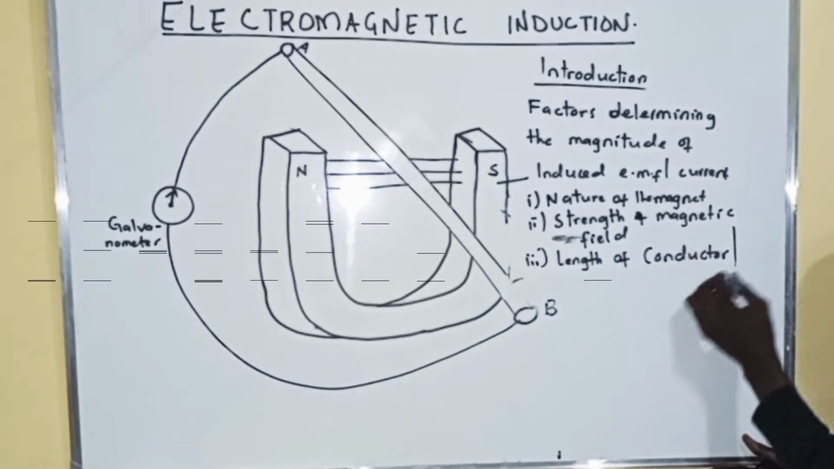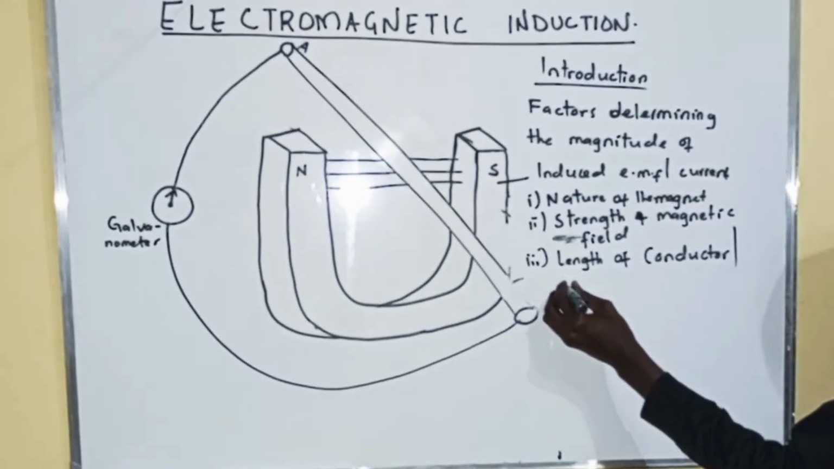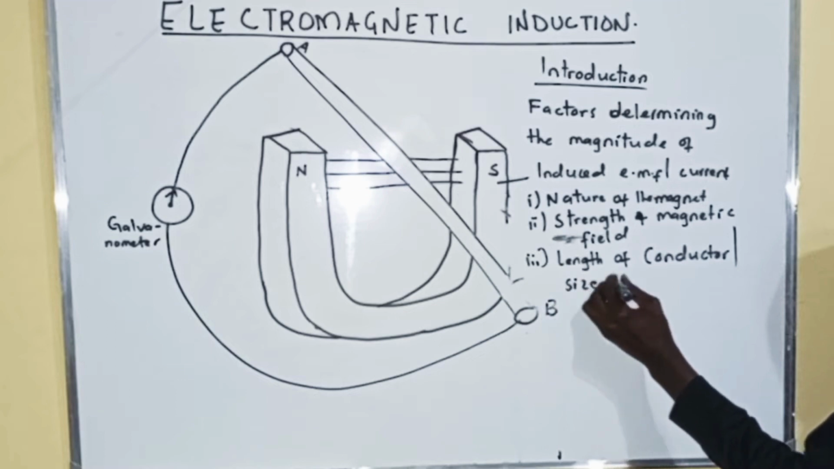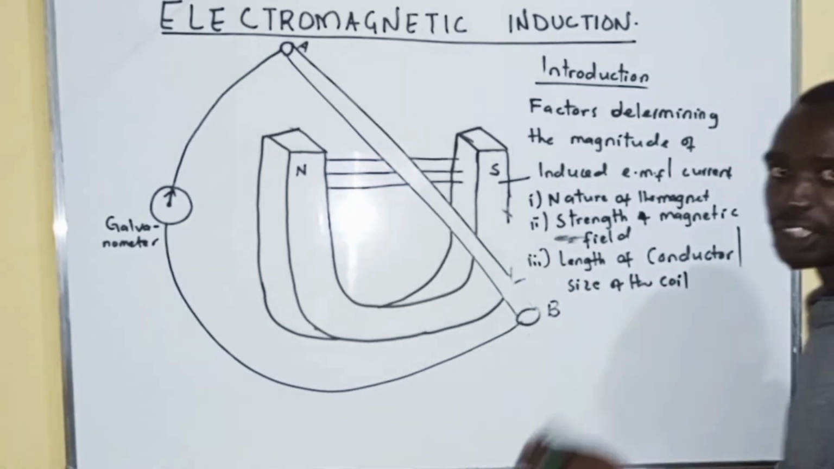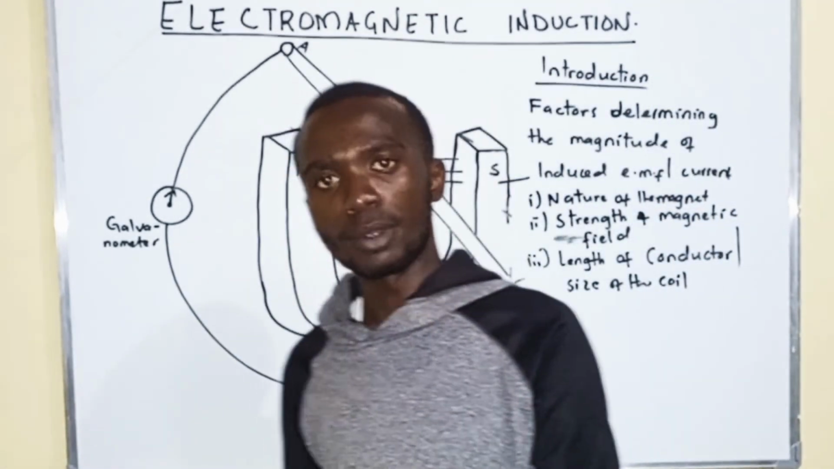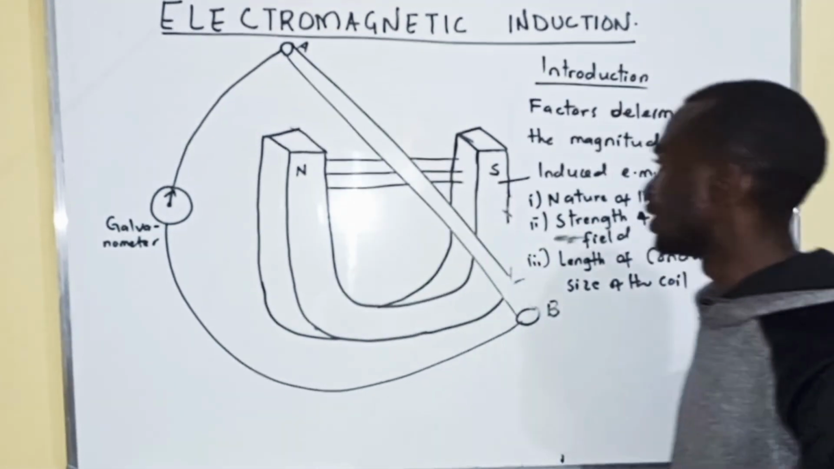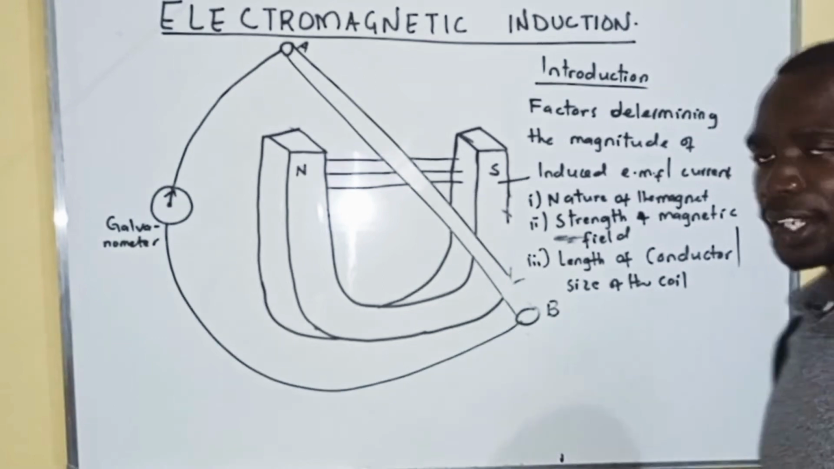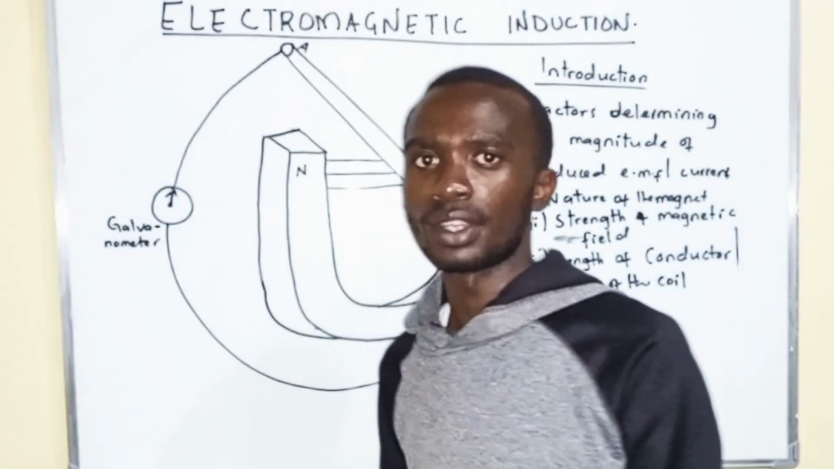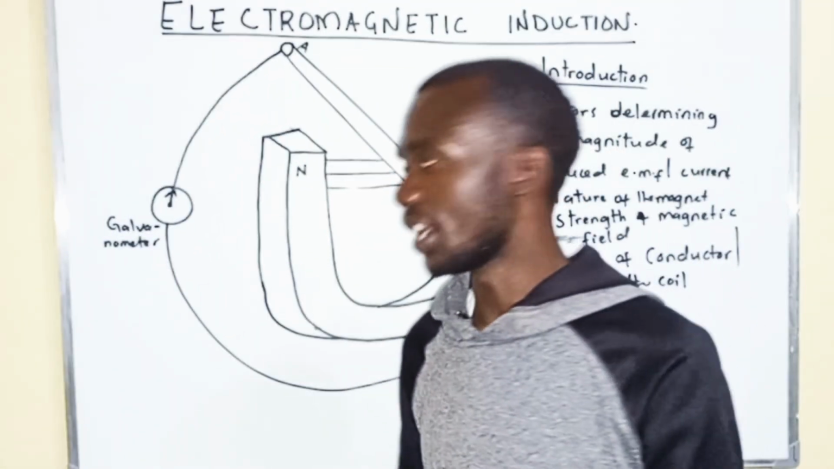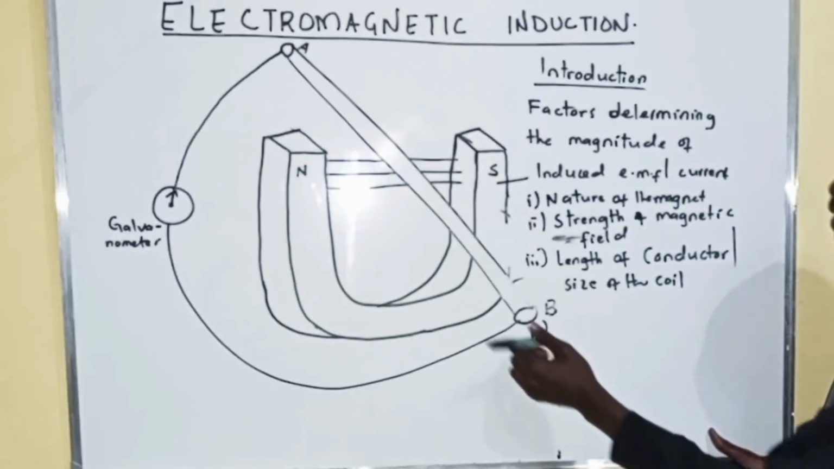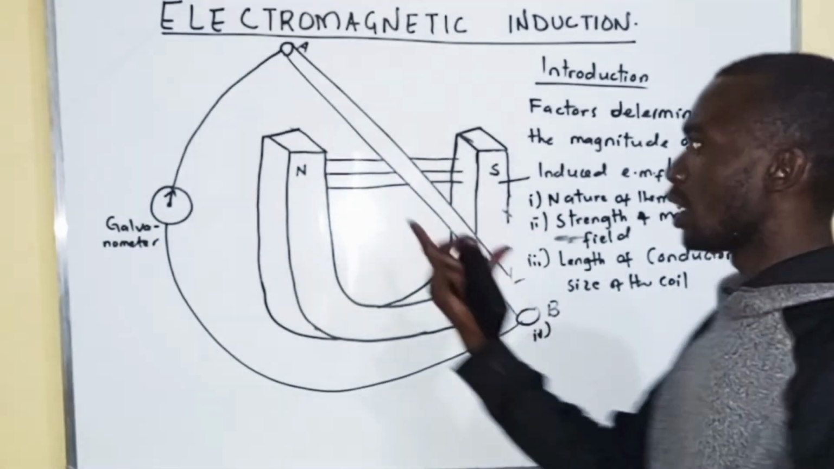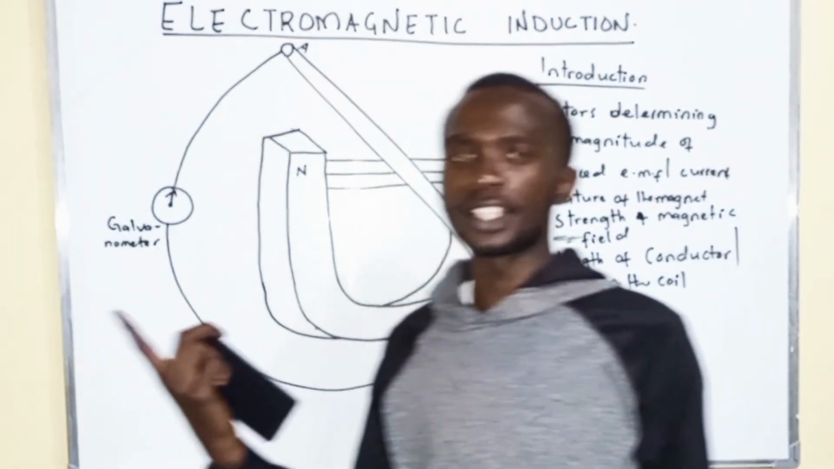But at times we usually have a coil, so the length of the coil, the size of the coil. The bigger the conductor, the more the induced EMF. At the same time, the stronger the magnetic field, the bigger the induced EMF. The last factor is the speed at which this conductor is moved in the magnetic field.